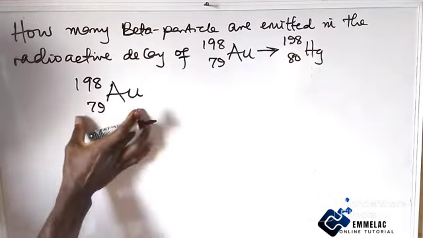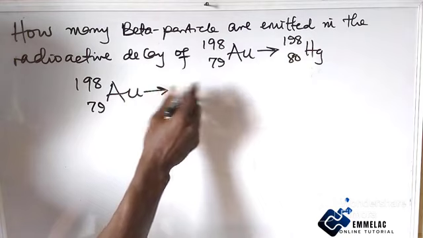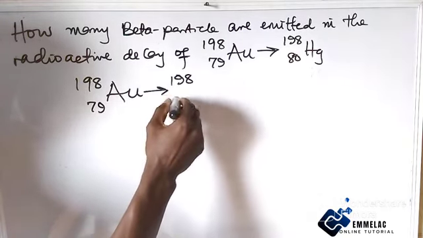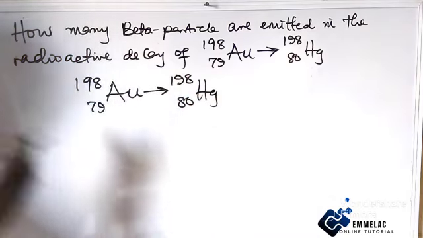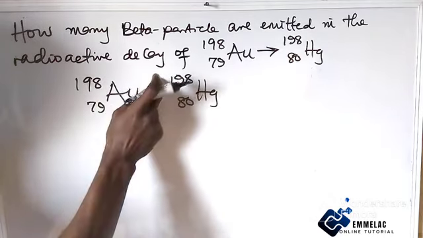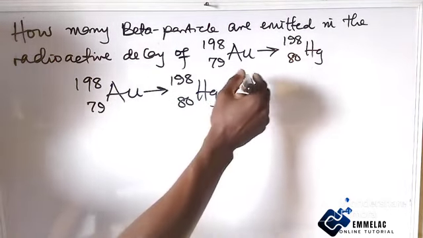Now this is gold, this is the atomic number, and this is the mass number. Now giving birth to this is 198, 80, and this is mercury. Okay, so this is the mass number. You can see that the mass number did not change. All right, so which means this minus this will give us what?